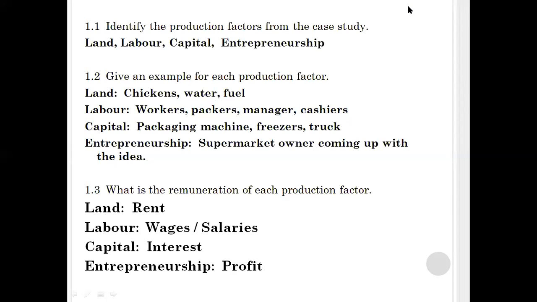So just again, 1.1 was 4 marks, 1.2 is 4 marks, and 1.3 will also be 4 marks. What is the remuneration of each production factor? There's nothing else you see there in front of you, okay? So with land or natural resources, it's going to be rent. Labor is wages or salaries. Capital, interest. And entrepreneurship, profit. 4 marks there.